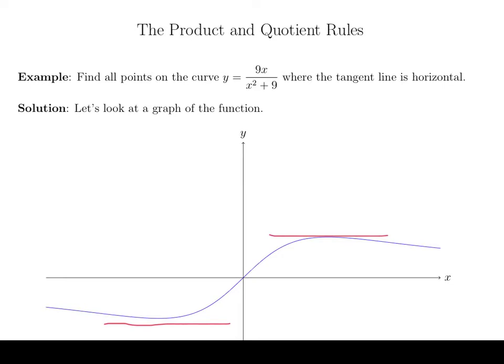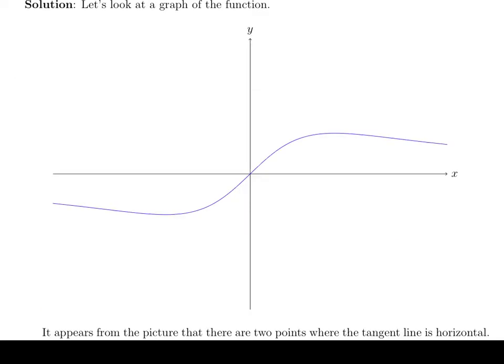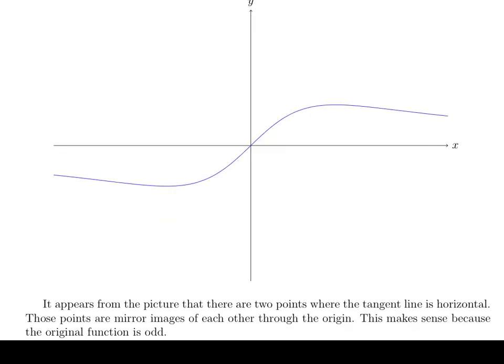Okay, so we're going to try to find the x values and the y values of those points because we want all points, so that means to find x and y values. All right, so just based on looking at the picture, it looks like there's 2 points where the tangent line is horizontal. It also looks like those 2 points are mirror images through the origin. And actually, this makes sense because the function that we're starting with is an odd function.